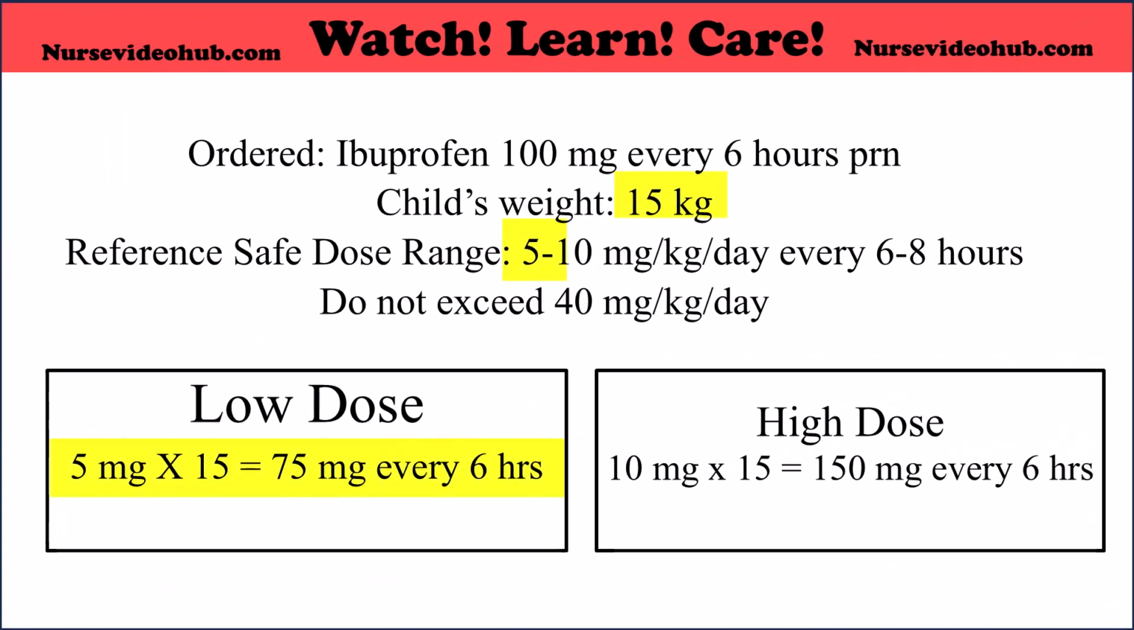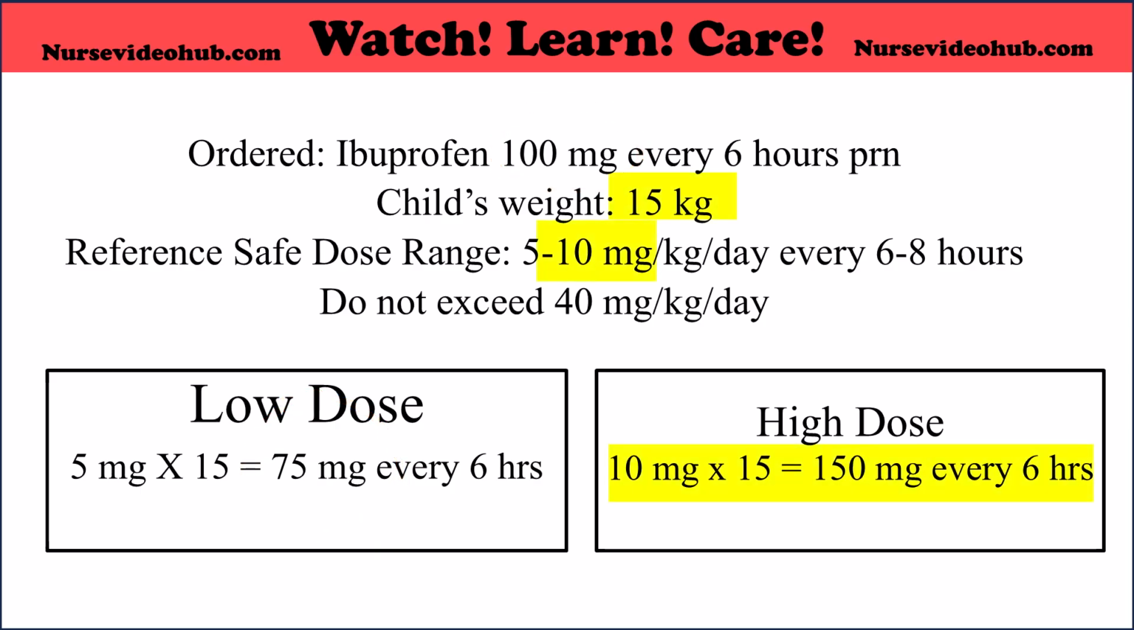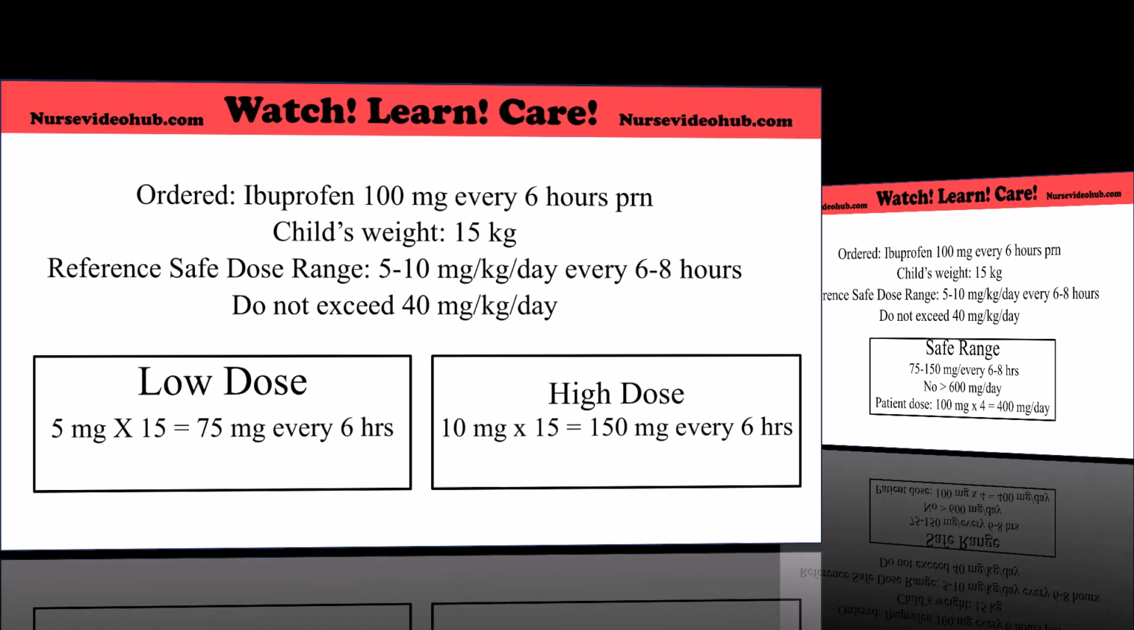The low dose range is 5 milligrams times 15 kilograms. The low dose is 75 milligrams every 6 hours. The patient's dose is 100 milligrams, which is above the low dose, so that is good. Now you need to ensure it is at or below the high dose. The high dose is 10 milligrams times 15. The high dose is 150 milligrams every 6 hours. This number is higher than the 100 milligrams ordered. This dose is safe, falling between the low and high dose range.